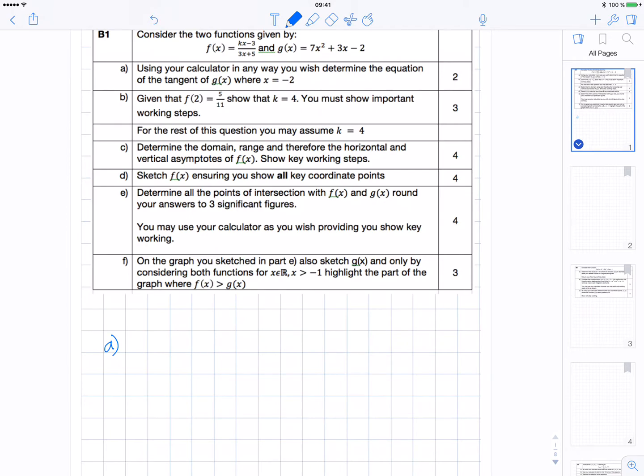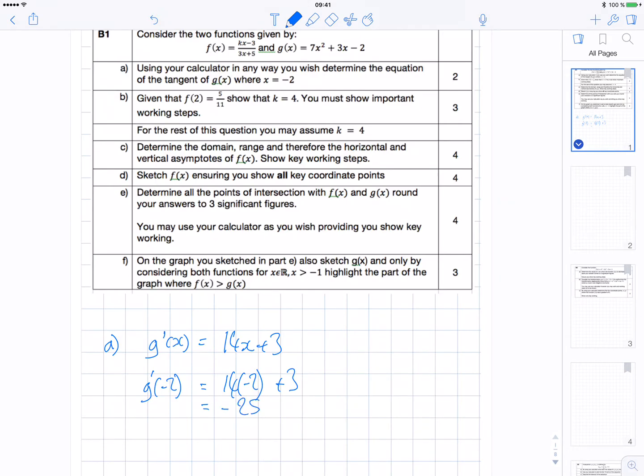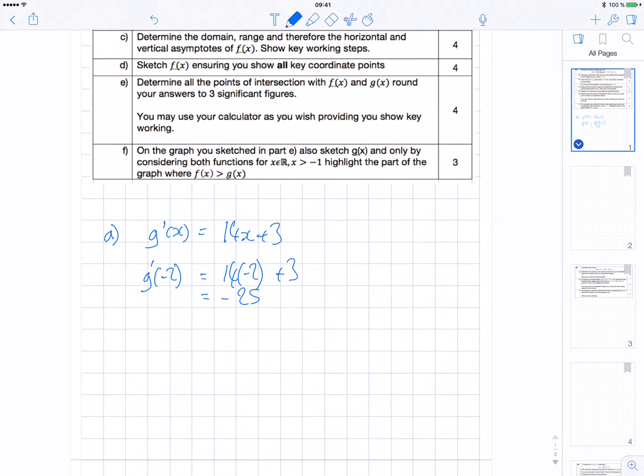So you can type into the calculator tangent line and all of that stuff, but I'm going to do it by hand. I'm going to show it on the calculator secondly. So first of all, I'm going to differentiate the g of x. I'm going to substitute minus 2 into it. So this equals 14 times negative 2 is minus 28. Minus 28 add 3 is minus 25. So that gives you the gradient at that point.